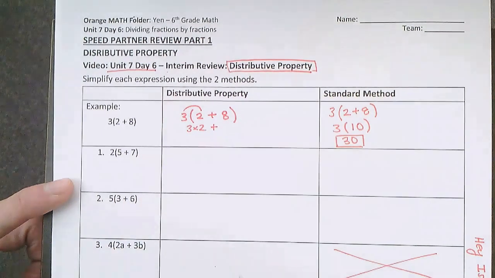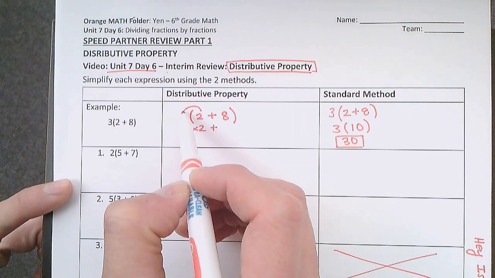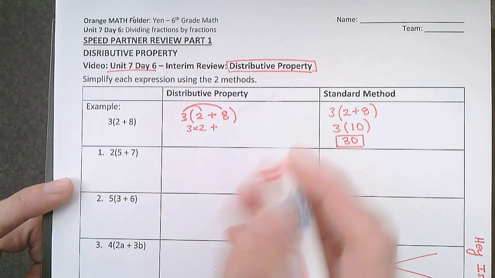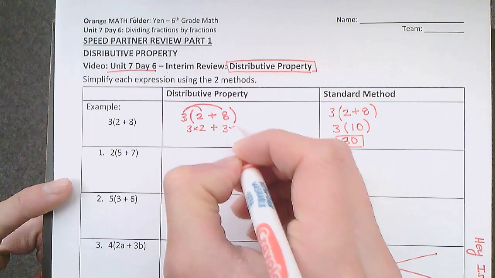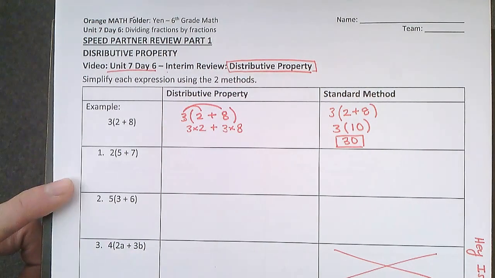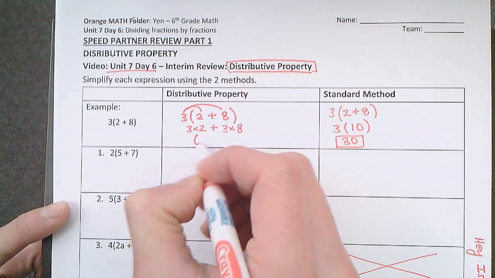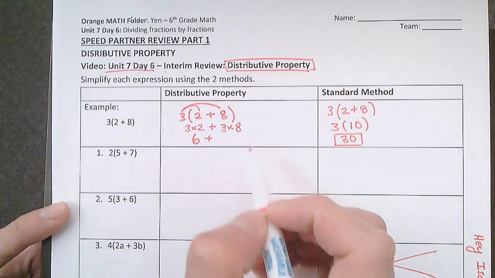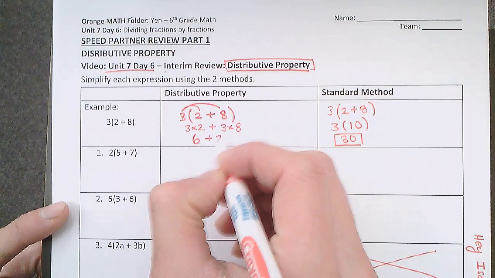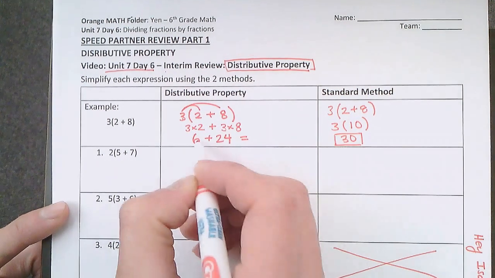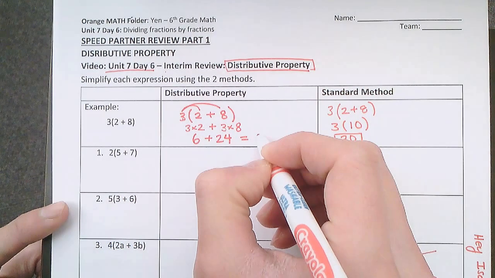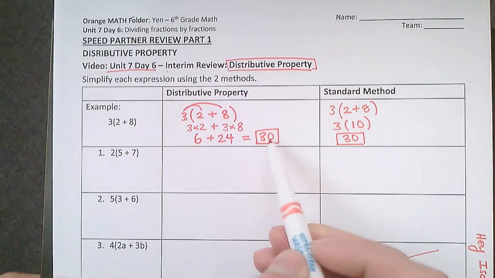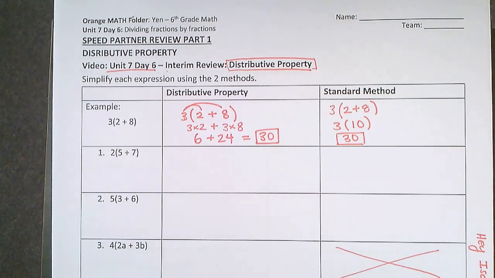Plus 3 times the second number in the parentheses. I'm going to draw my line here so I can keep track. 3 times 8. Then I can simplify each of these. 3 times 2 is 6. Plus 3 times 8 is 24. And then add these up. 6 plus 24 is 30. As you can see, I got the same answer using either method.